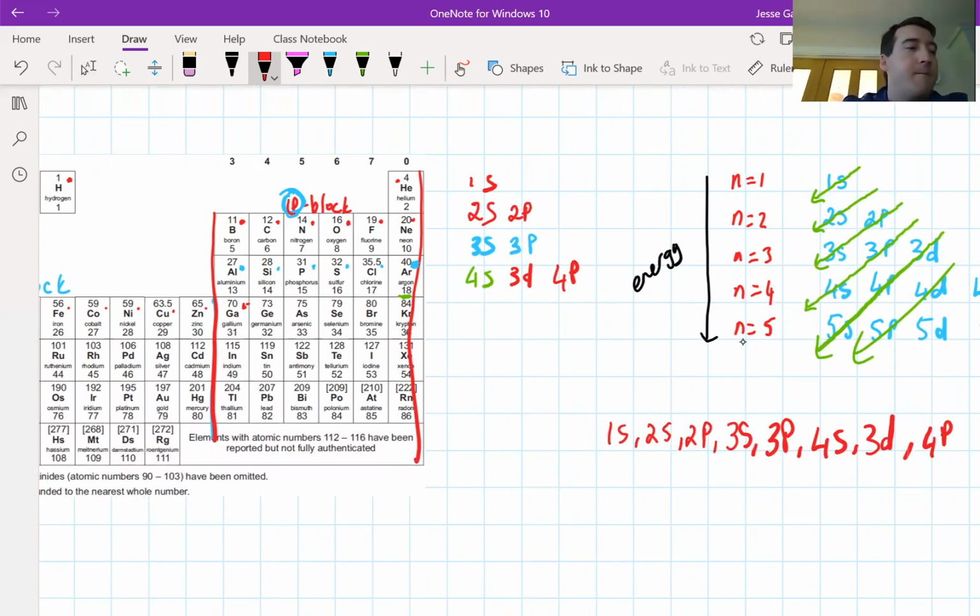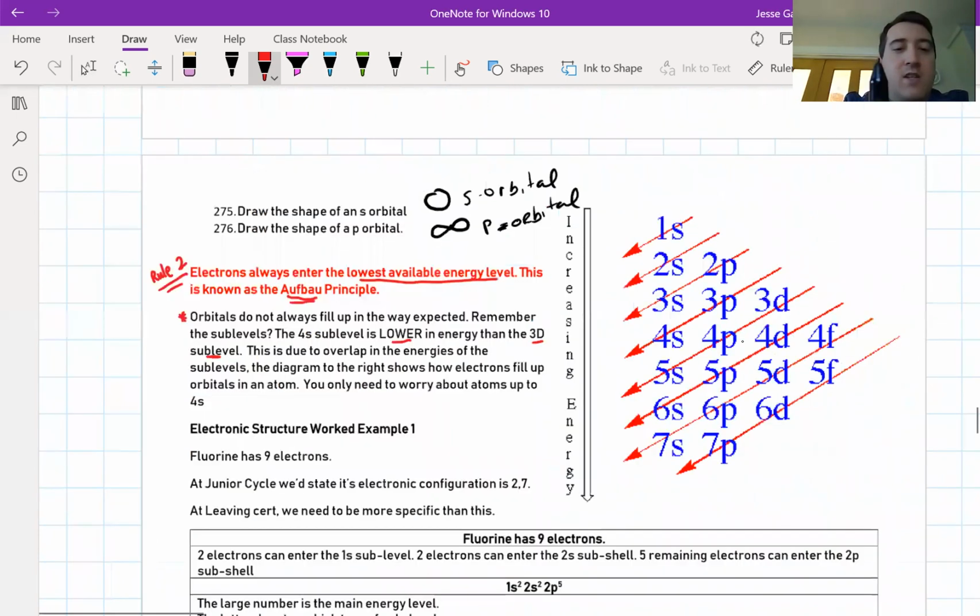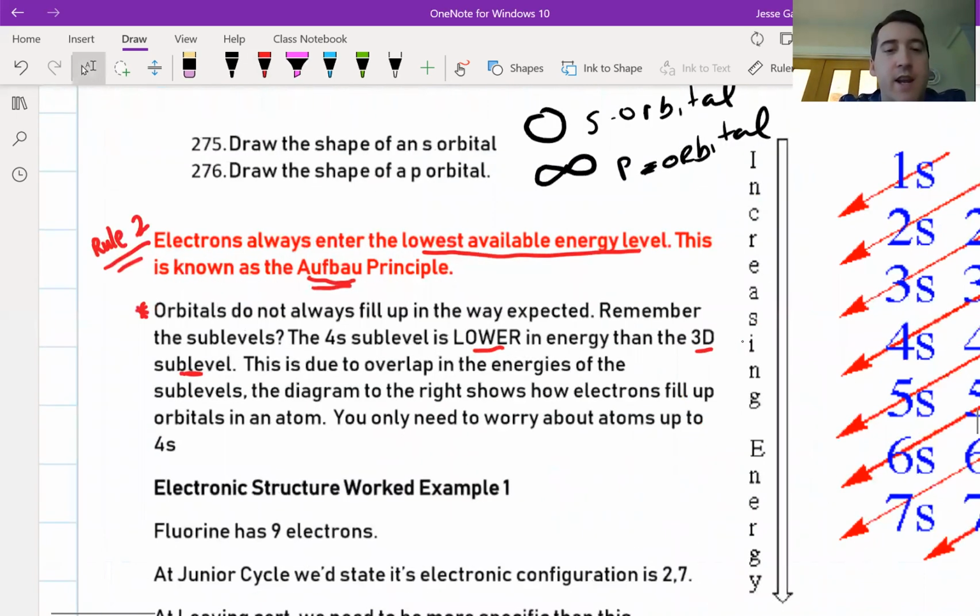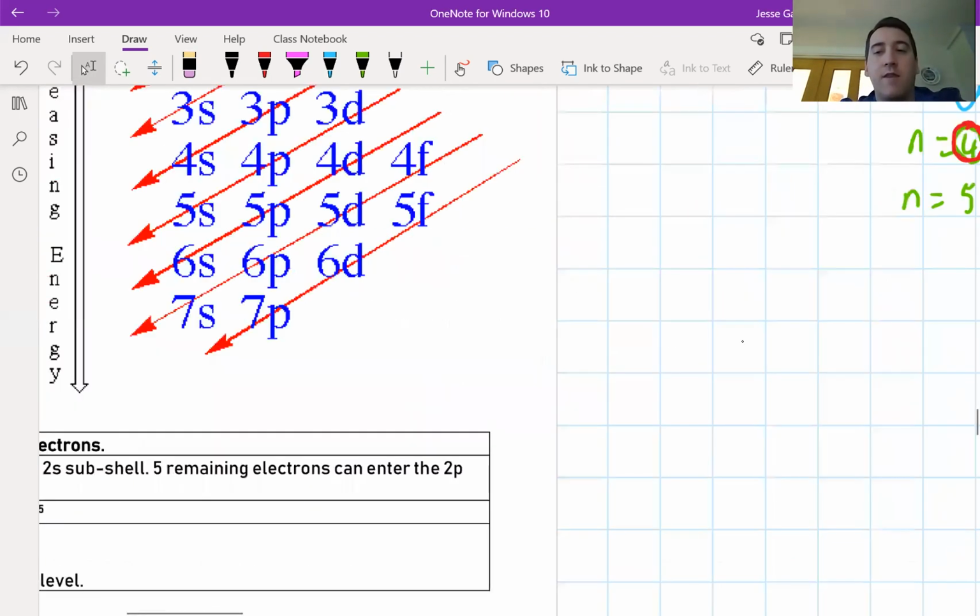Okay, so that is the order that the orbitals get filled. And that's what the Aufbau principle says. Electrons always enter the lowest available energy level. So that's the order that they would get filled in. Now, let's try one of these electronic configurations.